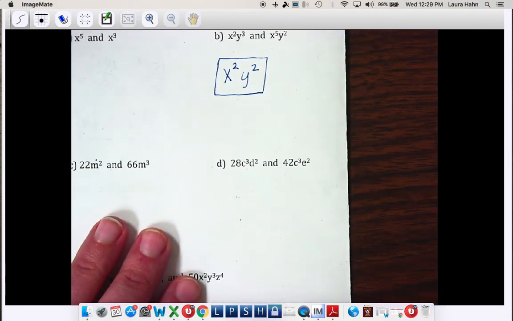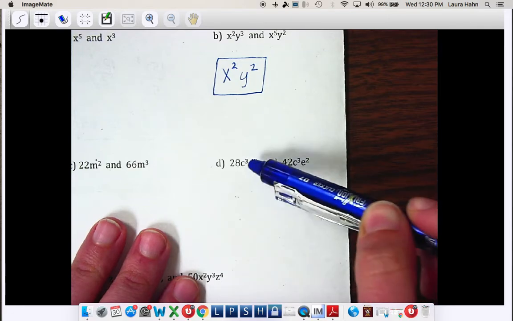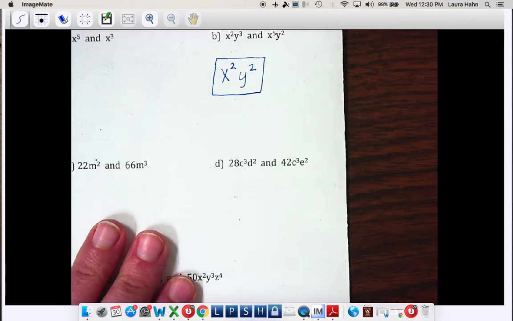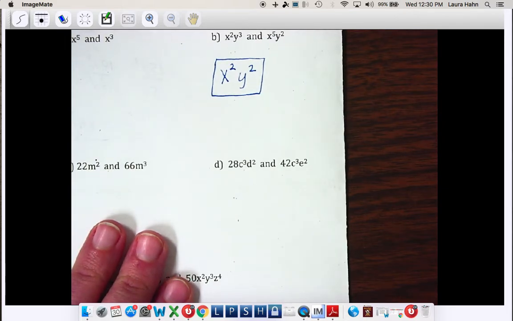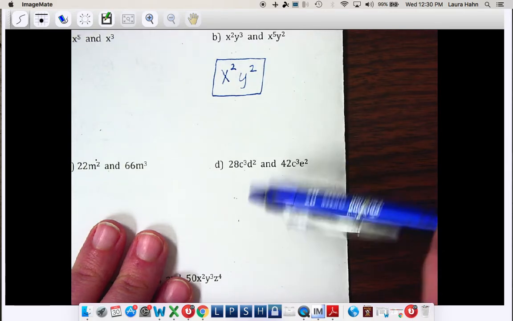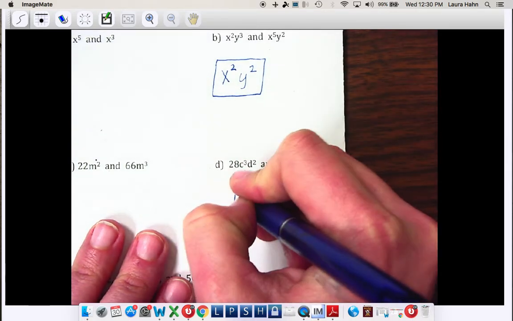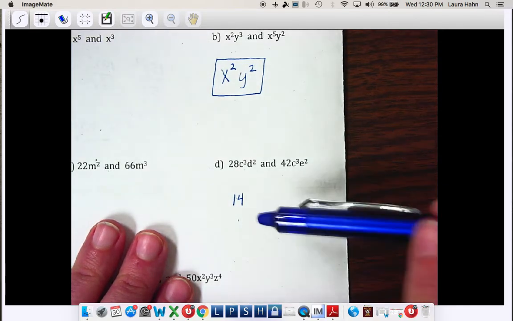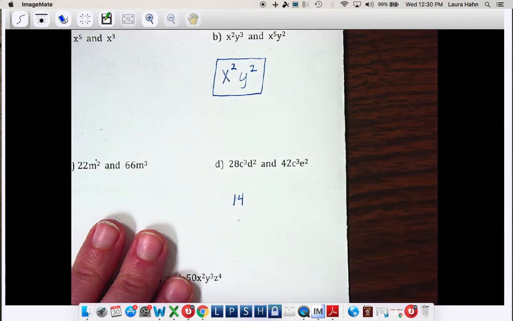Okay, D is a little bit different, because not only do we have variables, but we have 28 and 42, so I'm going to find the greatest common factor between 28 and 42. So I'm trying to find the biggest number that I know will go into 28 and 42. So I know that biggest number that goes into 28 and 42 is 14. 14 goes into 28, 14 goes into 42, and I'll show you a trick in a second that you can use the calculator for. Okay, so 14 goes into 28, it also goes into 42, that's the biggest number that will go into both. Okay, now we move on to our variables.